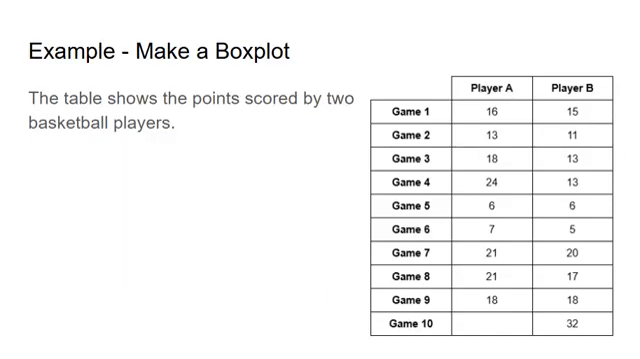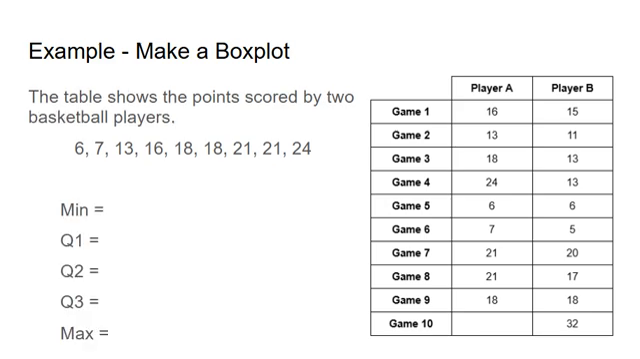Here we have the table that's showing us points scored by 2 different basketball players. If we look at player A's data, I'm going to order it from least to greatest. I'm going to find the minimum, the maximum, just by looking all the way on the left and all the way on the right. And then I'm going to find the middle value. In this case, 18 falls right in the middle. So that is considered our Q2 or our median.